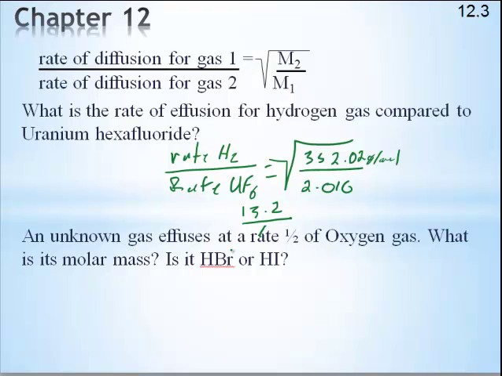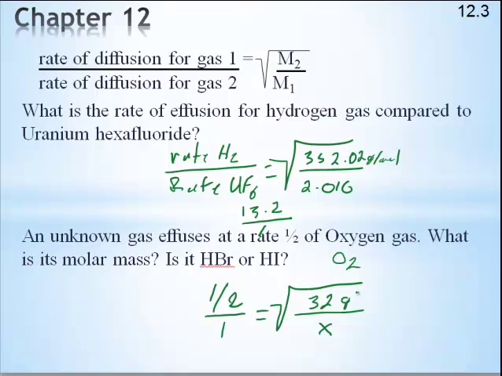An unknown gas diffuses at a rate half that of oxygen gas. What is its molar mass? Okay, so I'm going to put this gas diffuses at a rate half of oxygen, right? So I'm going to put 1/2 on the bottom and then 1, right, of the gas. And that's going to equal the square root of, now this gas is diffusing half as fast, right? So I'm going to make that my x down here, and of oxygen gas, and that's O2, right? So O2 weighs 32 grams per mole.